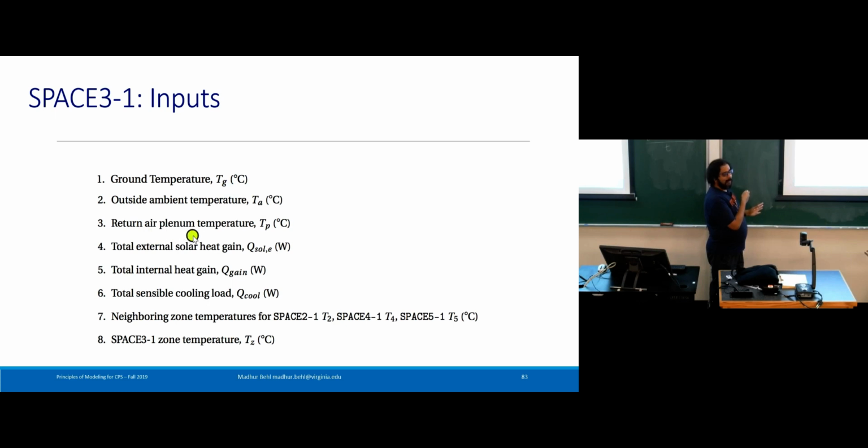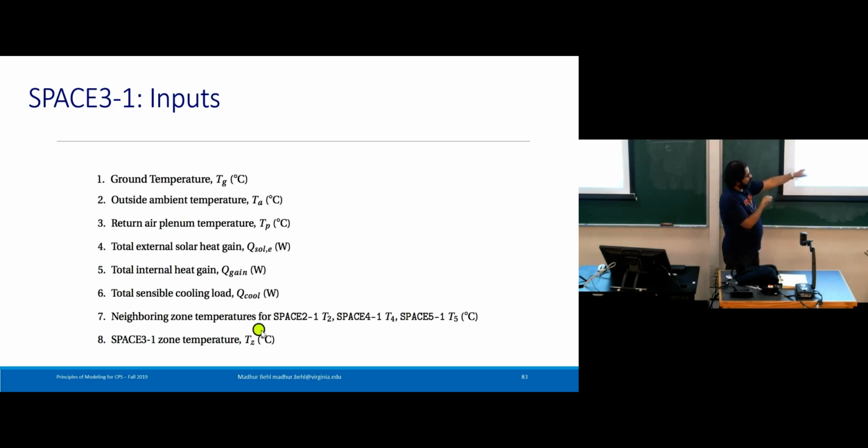This should ring a bell. We have a plenum in this zone. Okay, so I'm not going to explain again what that is. Then we have external heat gain, internal heat gain, cooling load. We are ignoring any radiative gain to simplify things, right? So don't have to worry about radiative gains at all. So all three are pretty self-explanatory.